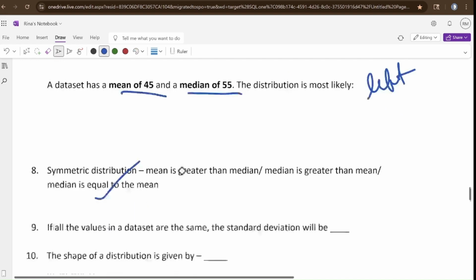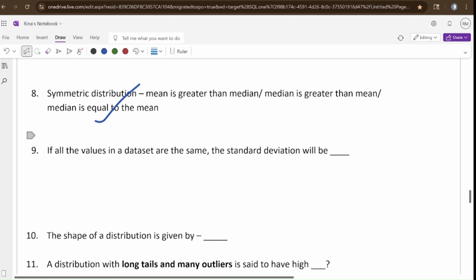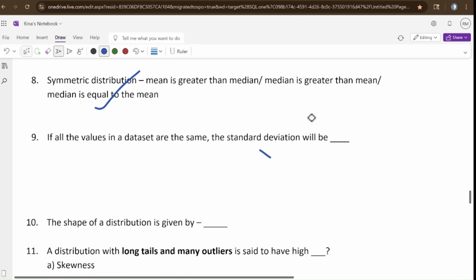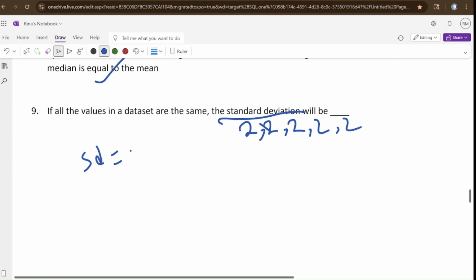Okay. Next question. If the values in a data set are the same, then the standard deviation will be. If the values are same, let's say all values are 2, 2, 2, 2, 2. Then what will be the standard deviation? You know how to calculate standard deviation? Standard deviation means root over of variance. Now what is variance then?